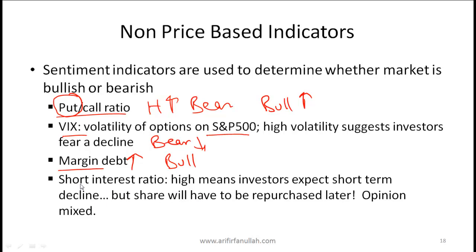Short interest ratio. A short refers to where investors have borrowed stocks and sold them. So a high short interest ratio means lots of people have borrowed stocks and sold them. This means that investors expect a short-term decline, so investors are expecting the stock prices to go down. But these stocks have to be repurchased later. So opinion is mixed as to whether this is a bullish sign or a bearish sign. You'll understand these terms better when we cover the equity topic later in this course.